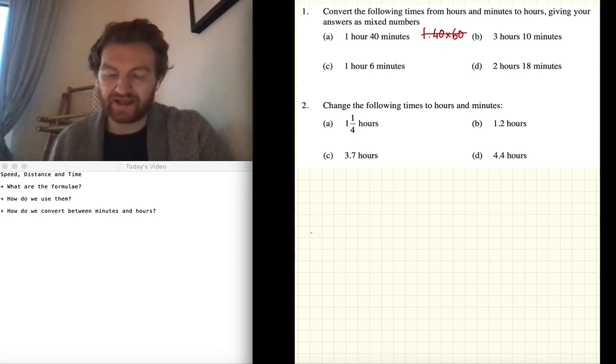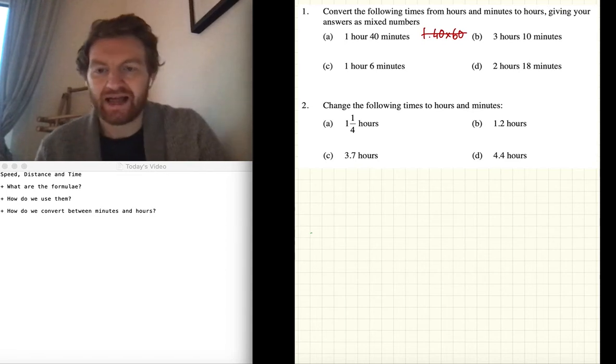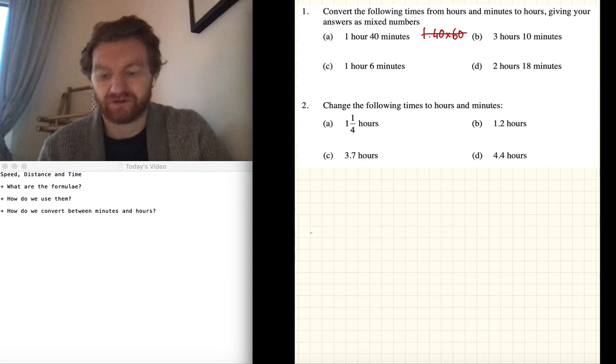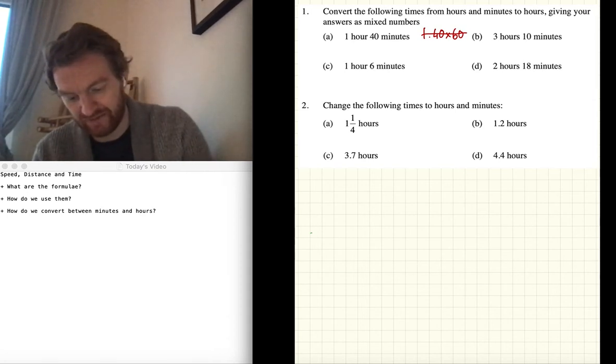So what you do is basically split it up into hours and minutes. Anytime you see minutes, just think of it as a fraction. So for example, this 40 is actually 40 minutes out of 60.